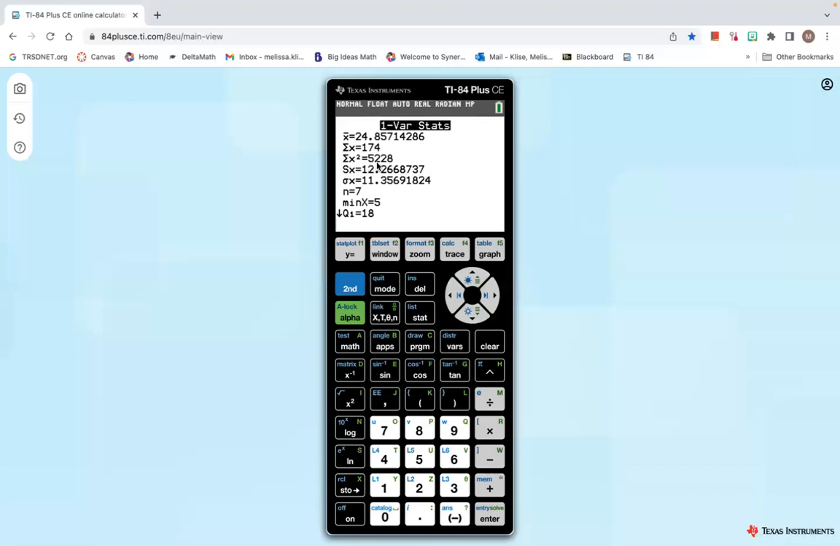Sx, this is something you might want to write down. Sx is your sample standard deviation. Sample standard deviation is Sx. Sigma x is your population standard deviation. Sigma x is the population standard deviation.